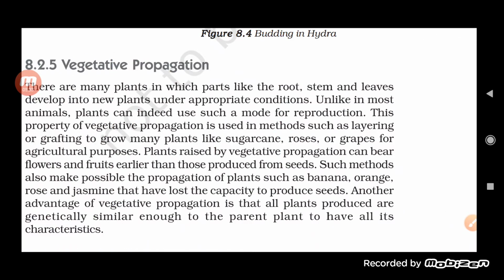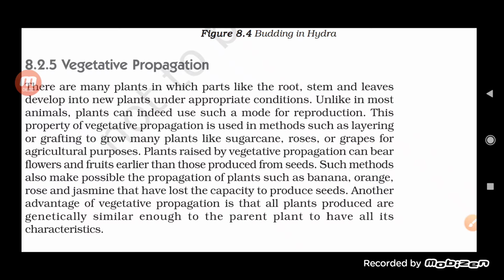Different properties of vegetative propagation are used here, students. If we talk about vegetative propagation, it usually involves the growth and development of one or more buds present on the old part of the plant to form a new plant. These buds are in an inactive state in the old part, but when provided with suitable conditions, they grow to form a new plant.